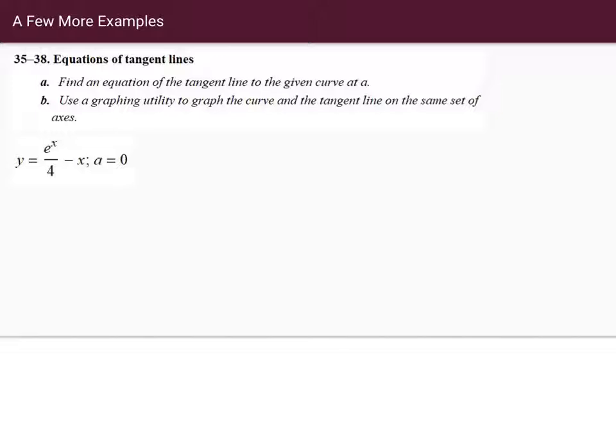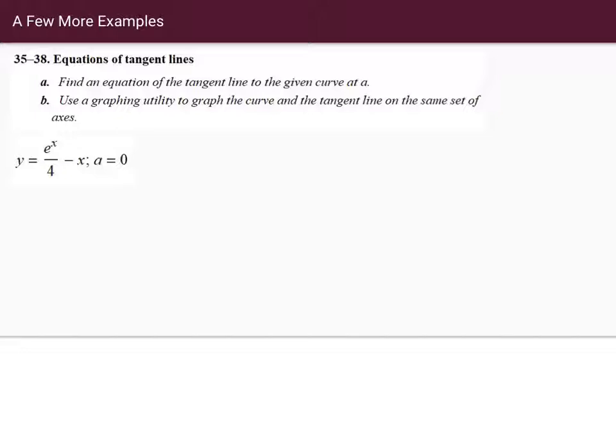So now let's actually do something with these derivatives. We're going to find some equations for tangent lines. In this particular case, we're given a function and we're asked to find an equation of the tangent line to the given curve at A. So remember what the first derivative is. It's a formula for finding the slope of the tangent line.